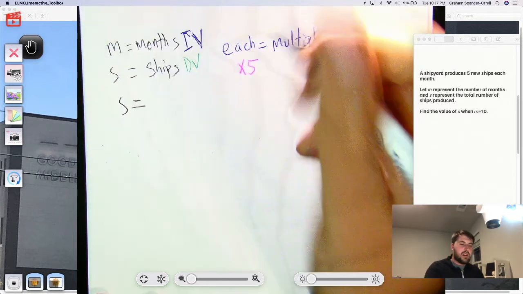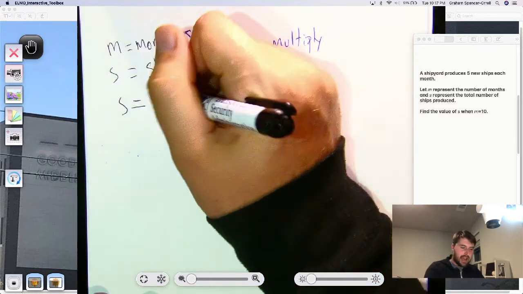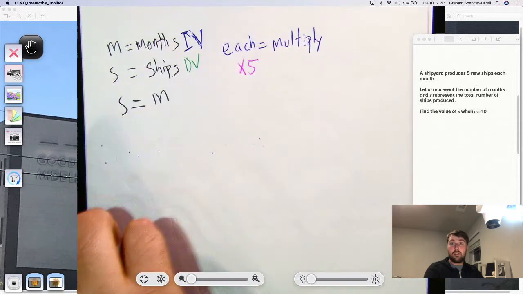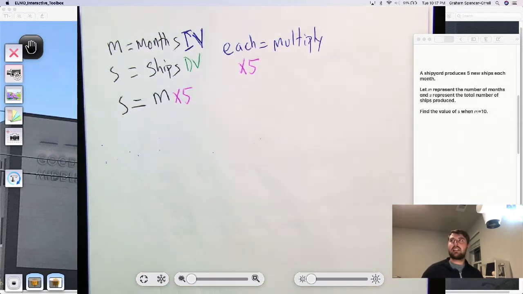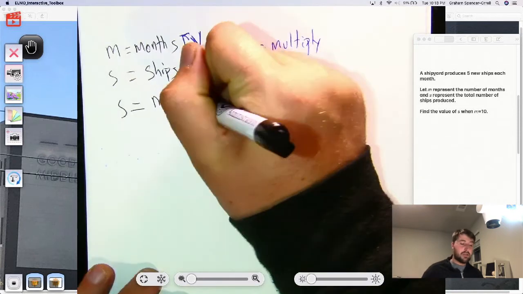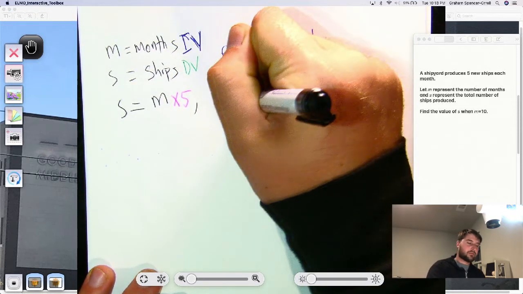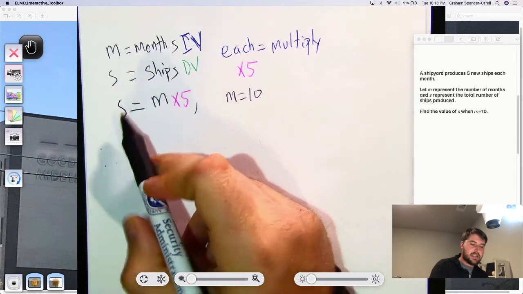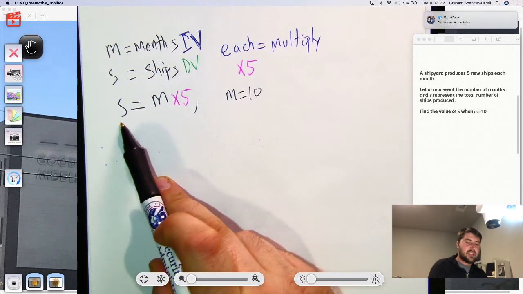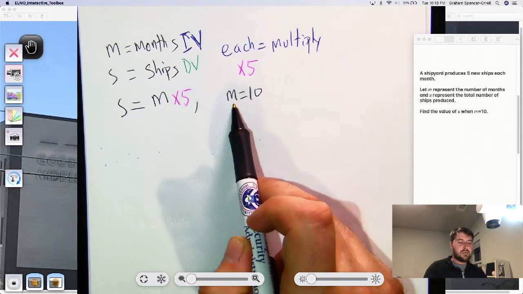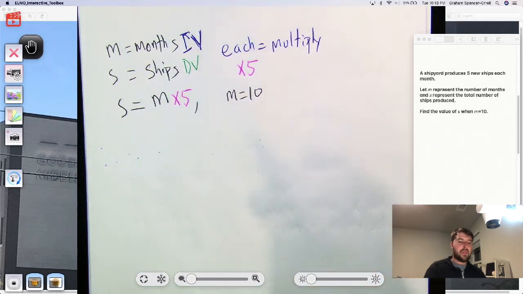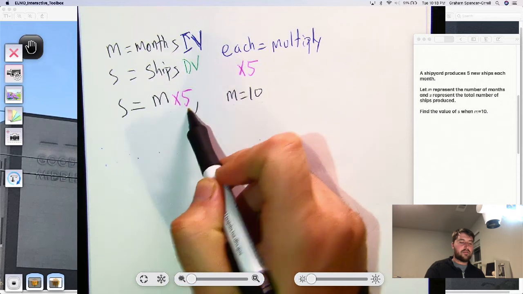Now, after 1 month we do 1 times 5 is 5. 2 months we do 2 times 5 is 10. But it doesn't ask us about either of those. It asks us when M equals 10, so after 10 months. So again, I'm going to put a comma in here and say M equals 10 because that is saying, hey, what is the number of ships when each month they make 5 and there are 10 months?